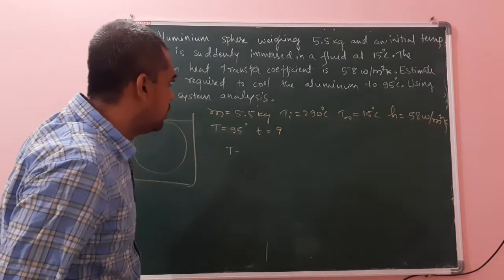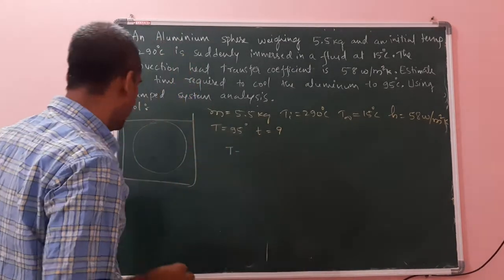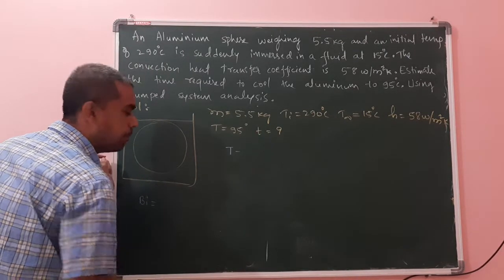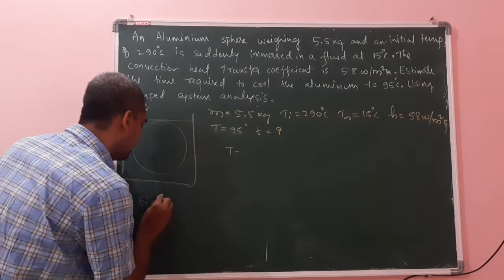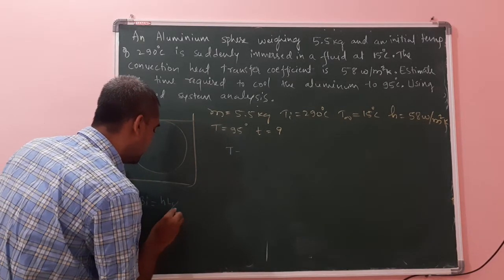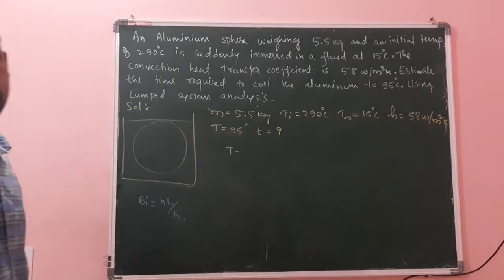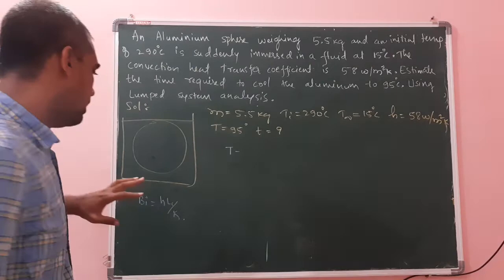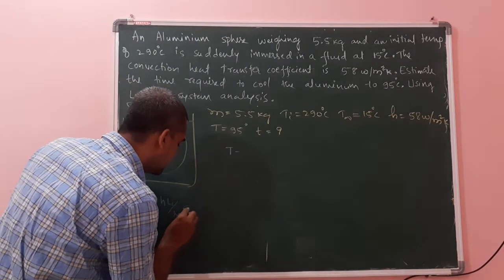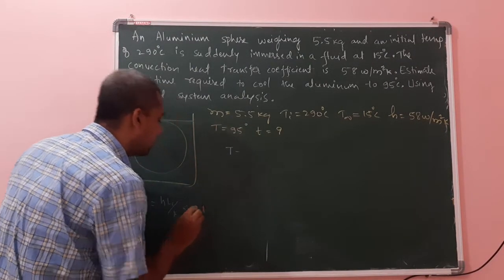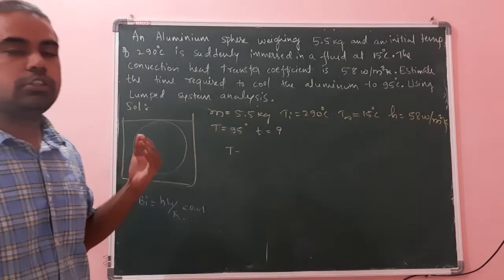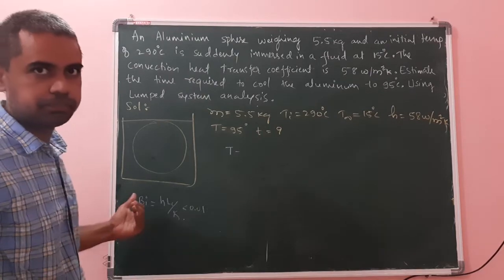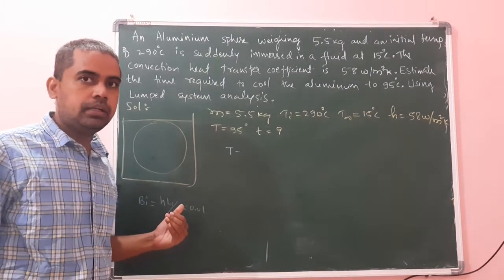Even if they don't say it is a lumped system, you have to do one thing: calculate the Biot number. Biot number is equal to h Lc divided by k. If the Biot number is less than 0.01, then we can say that it is a lumped system.